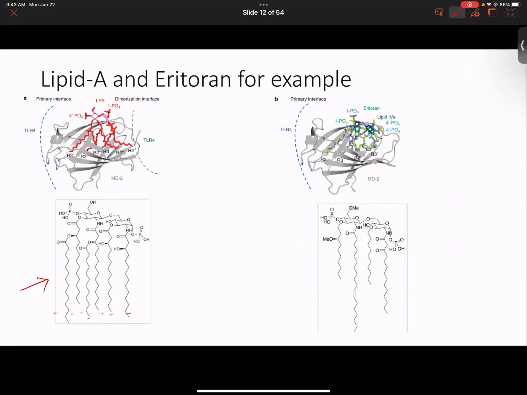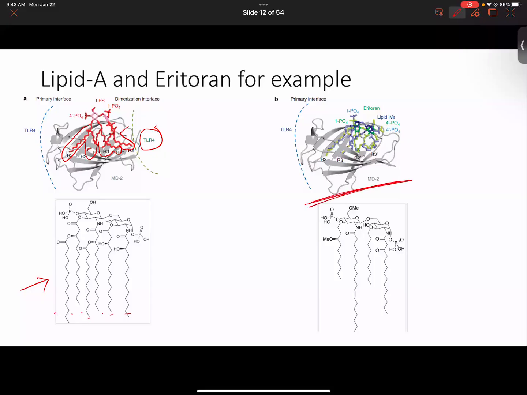Lipid A can actually interact with TLR4 to induce an immune response. And if that immune response is so exaggerated, it can actually lead to shock. And most of the time, it's going to be septic shock. I'll just put here for an example.